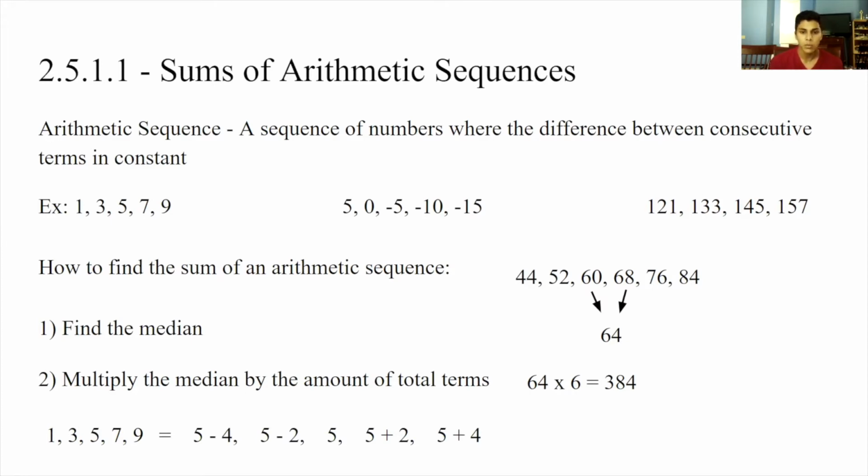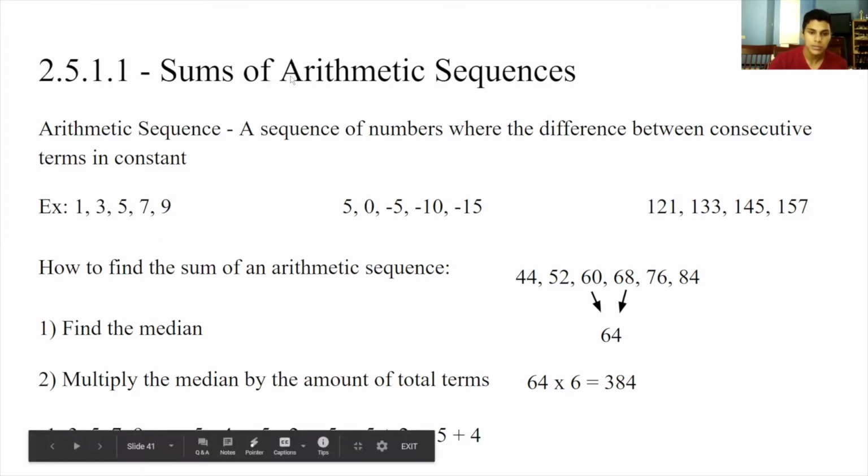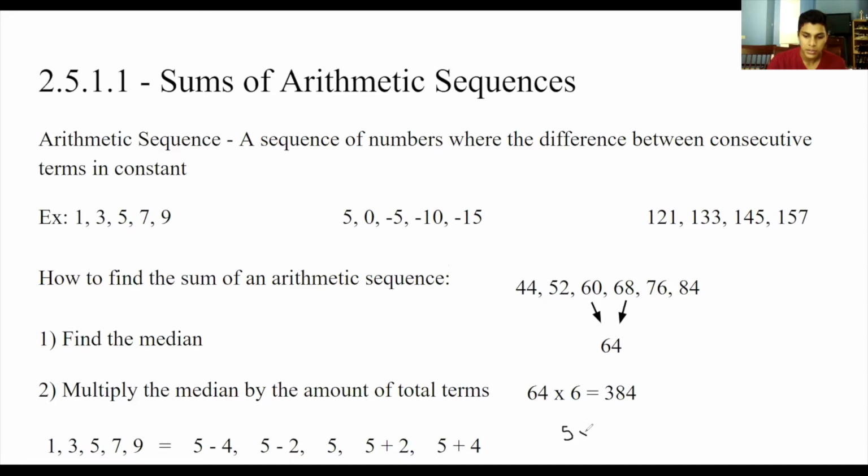Well, if we think about what this means in terms of how we find the sum of an arithmetic sequence, which is multiplying our median by the total amount of terms, we can actually see where it comes from. Because if I multiply my median, which is 5, by the total amount of terms, which is also 5, that gives me the sum of this arithmetic sequence as 25.